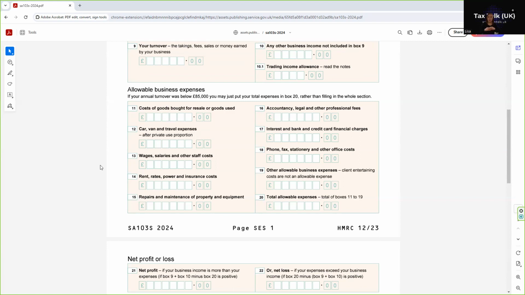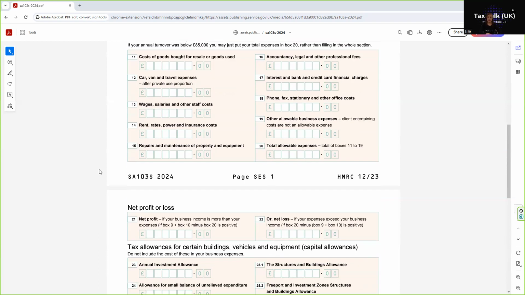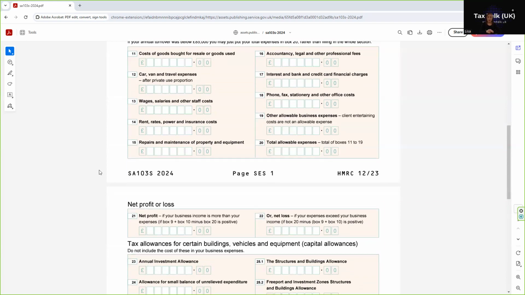As long as, of course, you have got the breakdown of how you've arrived at that figure in the event of an inspection into your return, so that you can explain to HMRC how those figures have arisen. It is acceptable to just enter the total cost, and then that will bring you your net profit or your net loss.